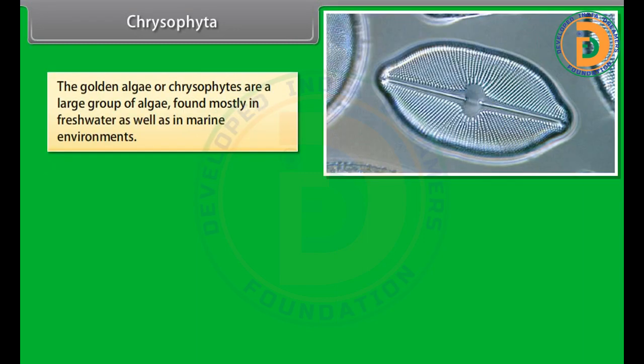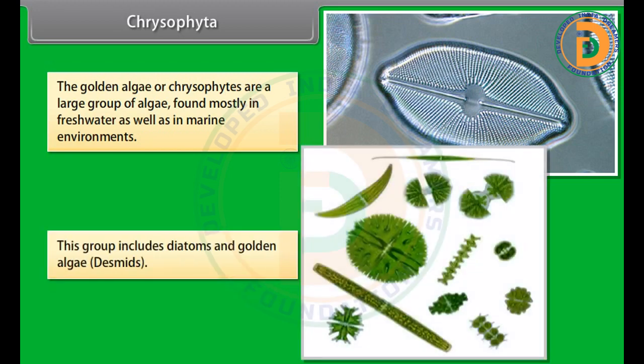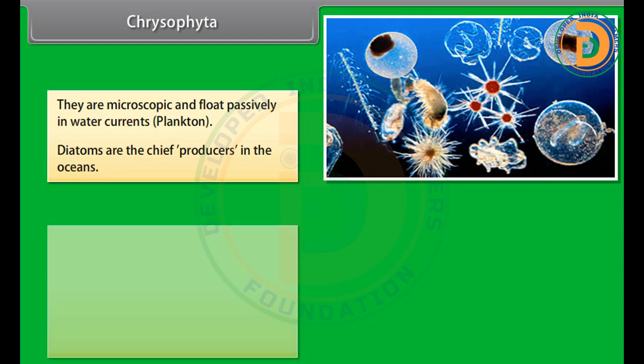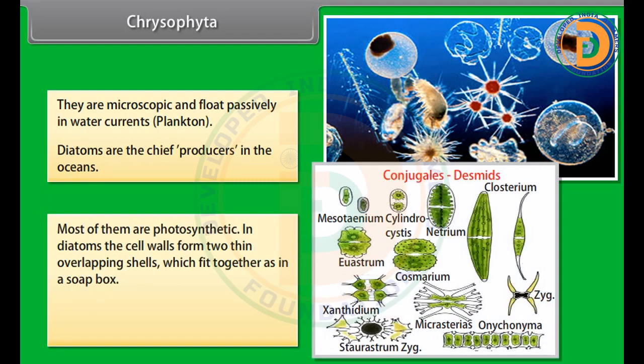Chrysophyta. The golden algae or chrysophytes are a large group of algae found mostly in fresh water as well as in marine environments. This group includes diatoms, golden algae, and desmids. They are microscopic and float passively in water currents as plankton. Diatoms are the chief producers in the oceans. Most of them are photosynthetic. In diatoms, the cell walls form two thin overlapping shells which fit together as in a soap box. The walls are embedded with silica and thus the walls are indestructible.